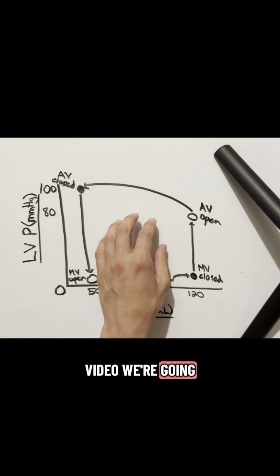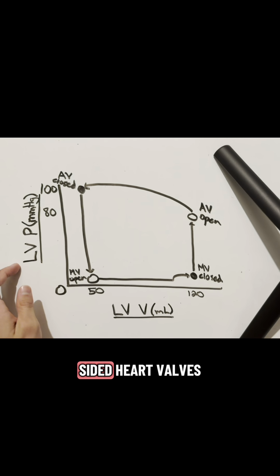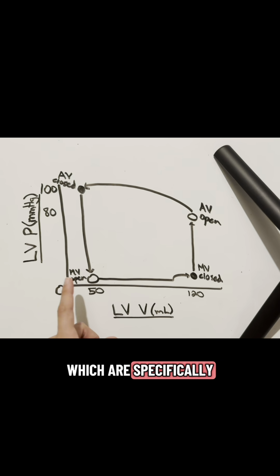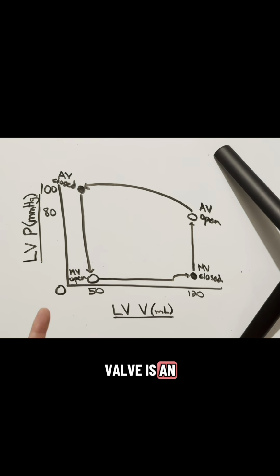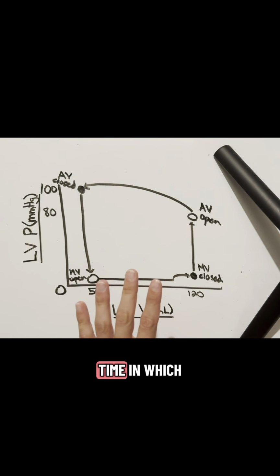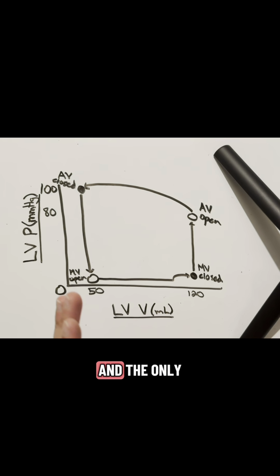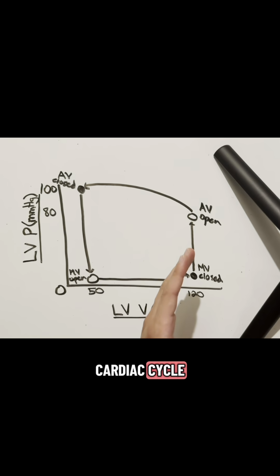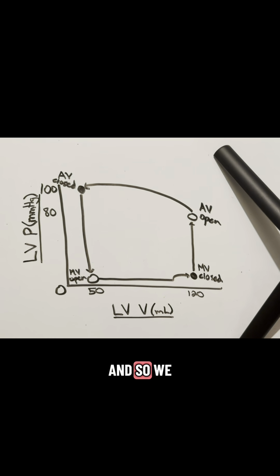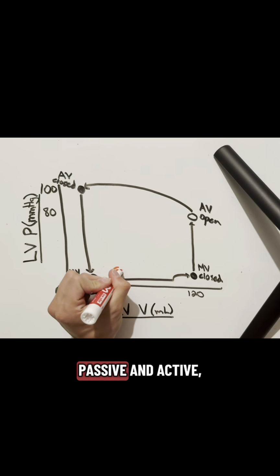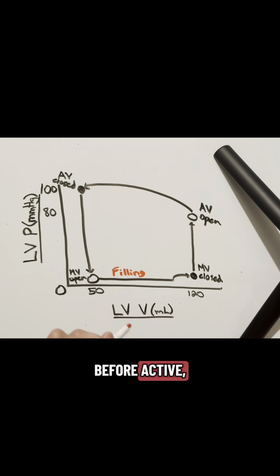But in this video, we're going to be talking about the left-sided heart valves, which are specifically the mitral valve and aortic valve. So with the mitral valve being open and us knowing that the mitral valve is an atrioventricular valve, we have to think of a time in which the atrioventricular valves are open. And the only time during the cardiac cycle in which the atrioventricular valves are open is during the periods of filling. And so we have 2 types of filling, passive and active. Passive filling comes before active, and passive filling is correlated with stage 4 of the cardiac cycle, whereas active filling is correlated with stage 5.